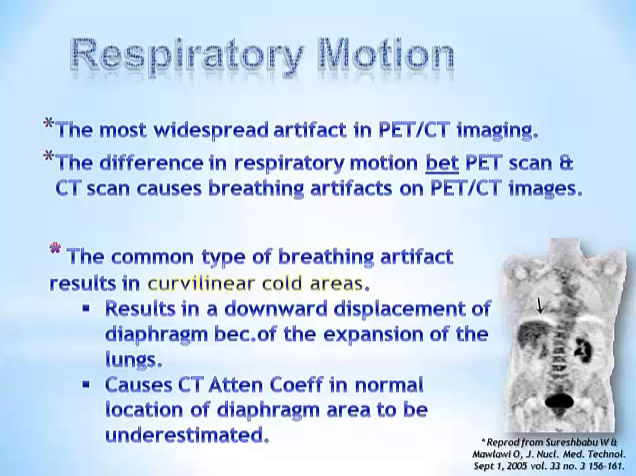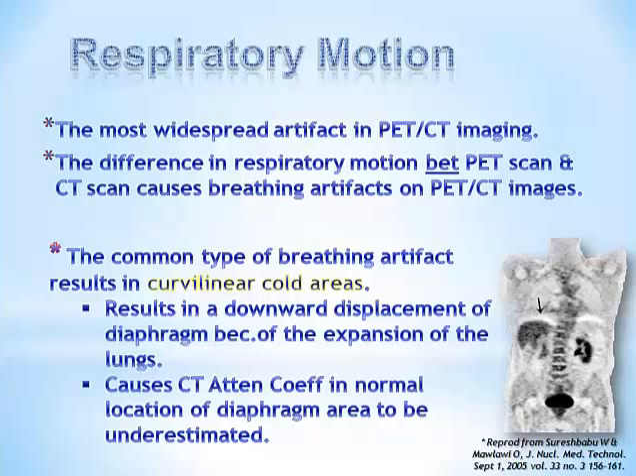Regarding respiratory motion, it is considered to be the most widespread artifact in PET images. This artifact occurs because of the discrepancy between the chest position in CT imaging and the chest position in PET imaging. That's because of the long acquisition of the PET scan. The patient is breathing freely, so the final image is the average of the breathing cycles. While on the other hand, for the CT scan, the patient is breathing at a specific stage of the cycle.